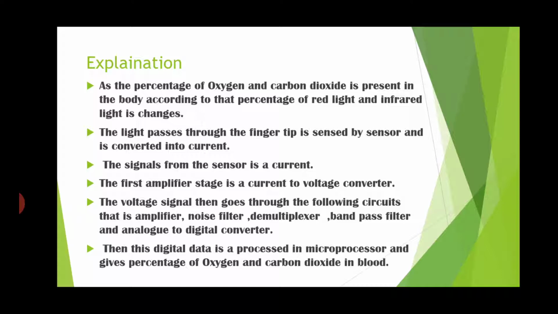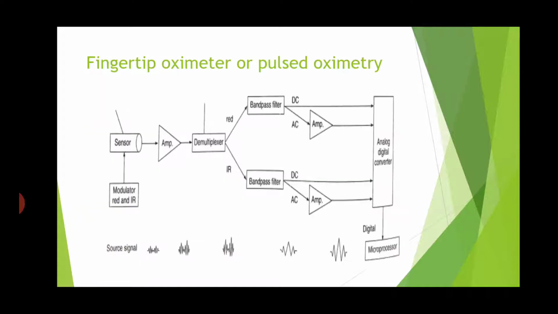The voltage signal then goes through the following circuits: an amplifier, noise filter, demultiplexer, band pass filter and analog to digital converter. Then this digital data is processed in a microprocessor, which gives the percentage of oxygen and carbon dioxide in blood. So this is the explanation for the fingertip oximetry.